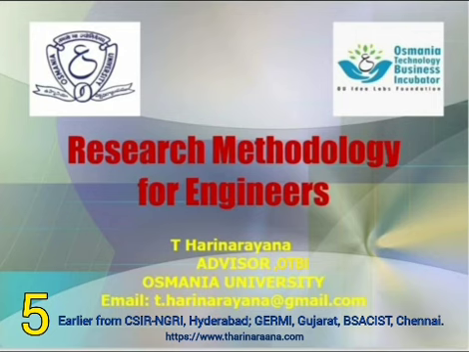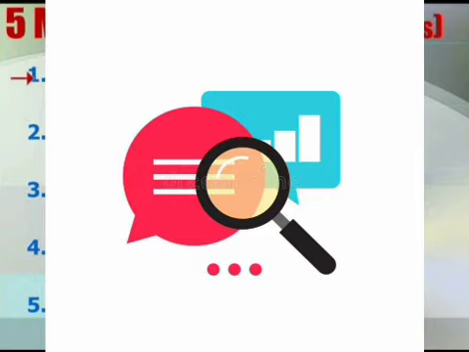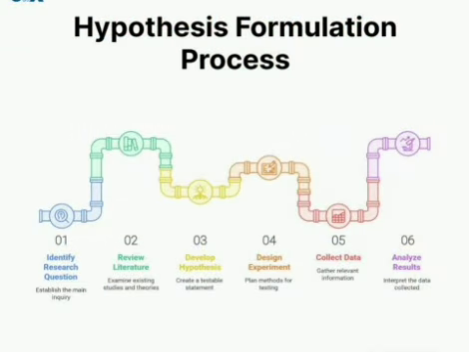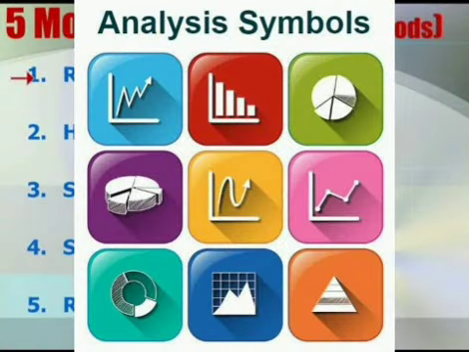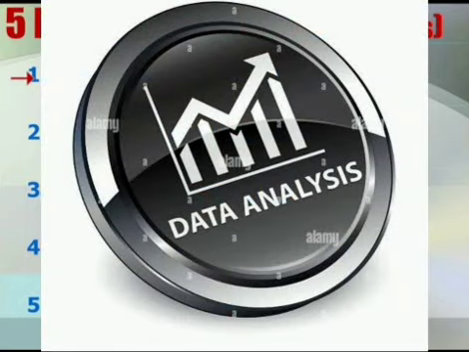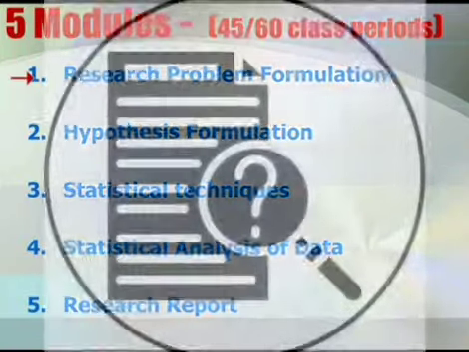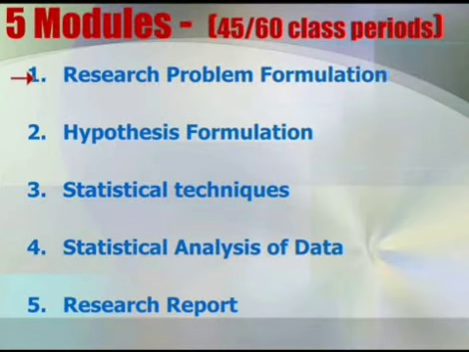used in engineering research. This course is divided into 5 important modules. The first module is Research Problem Formulation, which explains how to identify and define a research problem. The second module is Hypothesis Formulation, where assumptions and predictions are developed. The third module focuses on statistical techniques. The fourth module explains statistical analysis of data. Finally, the fifth module discusses how to prepare a proper research report. Overall, these modules help students learn the complete process of research step by step.